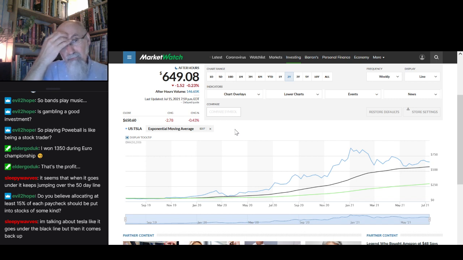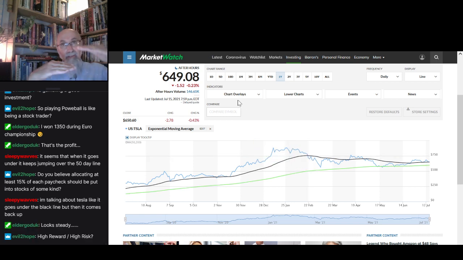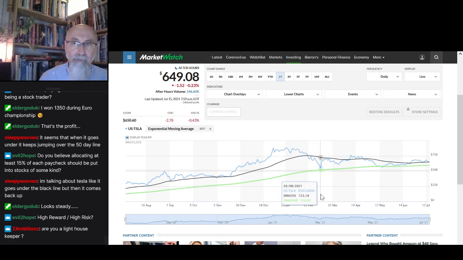Sleepy waves, I'm talking about Tesla, like it goes under the black line, but then it comes back up. Yeah, to a certain degree, it's showing good strength, right? If you go to the 1 year again, it's going below it. Like I said, it's acting as a magnet, right? So it goes below the 50-day moving average. Take a look at this part here.